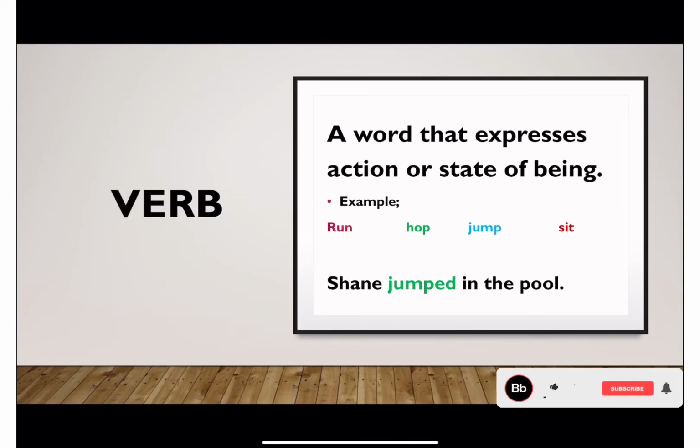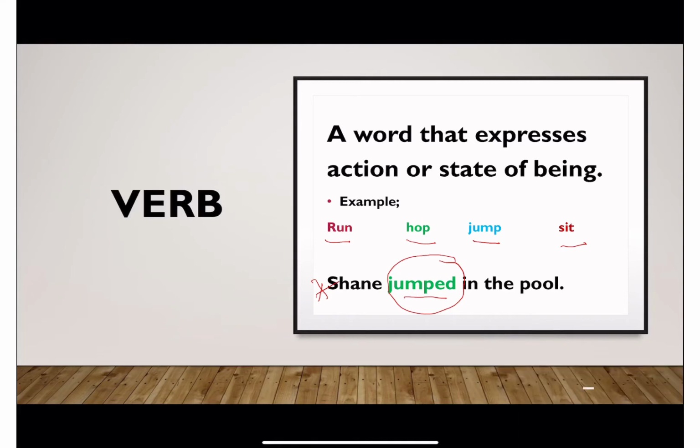Now let's look at a verb. A verb is a word that expresses action or a state of being. In other words, a verb is what you do. For example, run, hop, jump, sit. If you can do it, it's considered to be a verb. This is my example. Shane jumped in the pool. What did Shane do? He jumped. So the action, the verb, is jump. Verb is what you do.